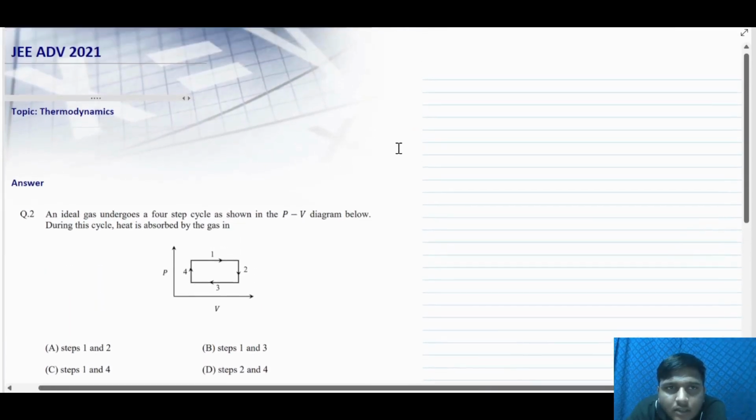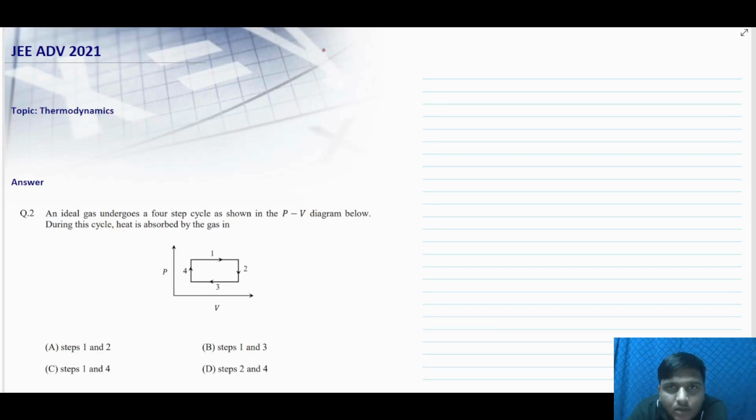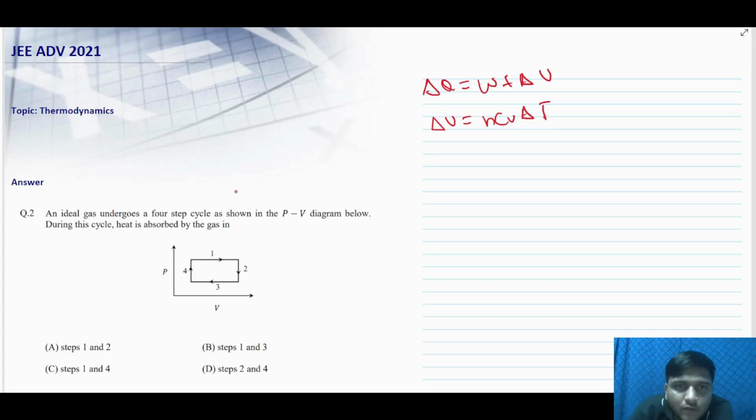So let me clear all this. The first formula is: what is delta Q? Delta Q is nothing but W plus delta U. And what is delta U in most of the cases? It is nCv delta T. These two equations will most probably be used in solving the question.